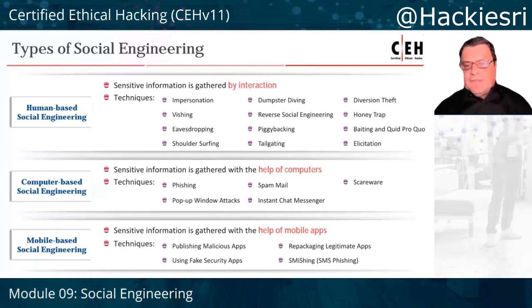And elicitation. Computer-based social engineering includes sensitive information gathered with the help of computers. Techniques could include phishing, pop-up window attacks, spam mail, instant chat messenger, and scareware. Lastly, mobile-based social engineering. The point of this is that sensitive information is gathered with the help of mobile apps, typically on tablets or smartphones. Techniques could include publishing malicious apps, using fake security apps, repackaging legitimate apps, and smishing, which is SMS phishing.